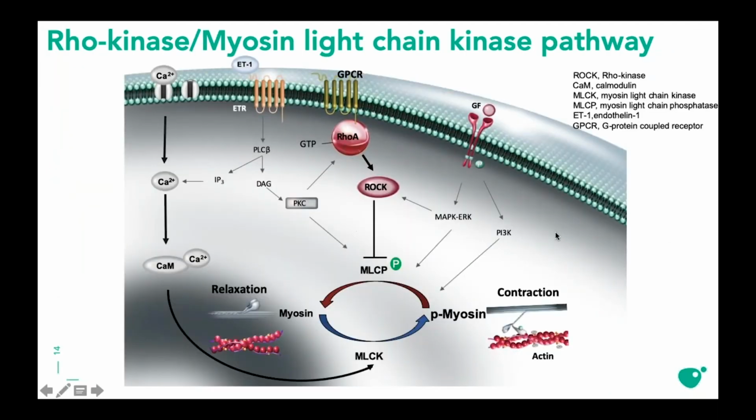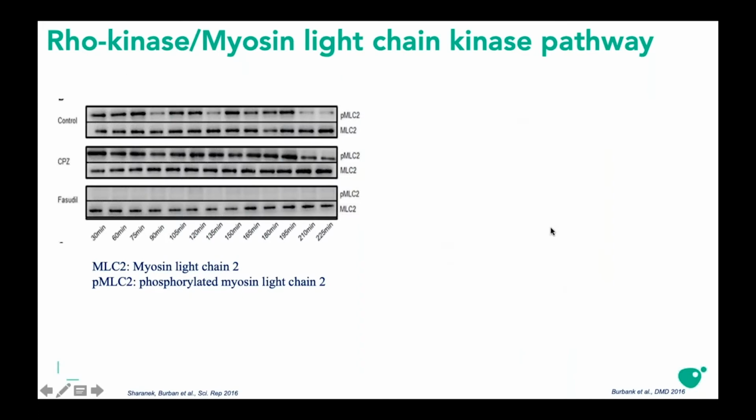Using HepaRG cells, a study has shown the involvement of Rho kinase and myosin light chain kinase signaling pathway in bile canaliculi dynamics. Briefly, phosphorylation of MLC2 allows contraction of bile canaliculi, whereas dephosphorylation leads to relaxation. Sharanek et al. demonstrated that untreated cells showed alternating regular phases of phosphorylation and dephosphorylation of myosin light chain 2 every 30 to 45 minutes, indicating a role of myosin 2 in controlling bile canaliculi dynamics.